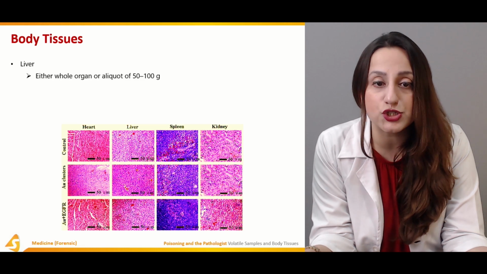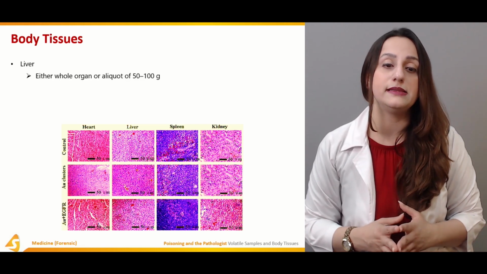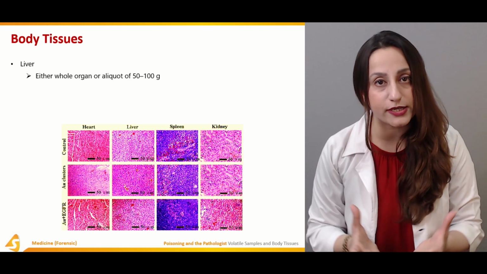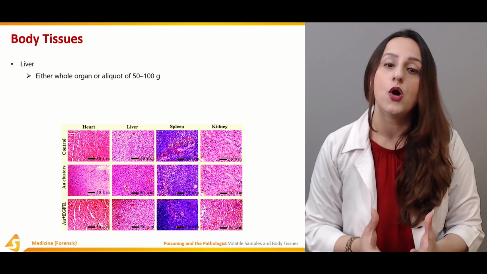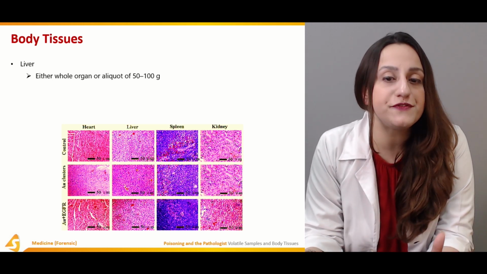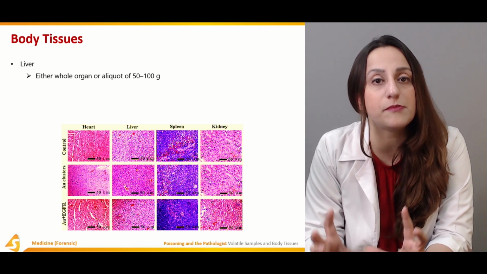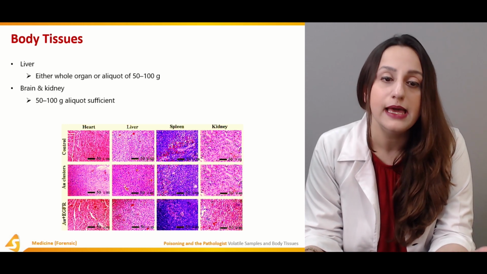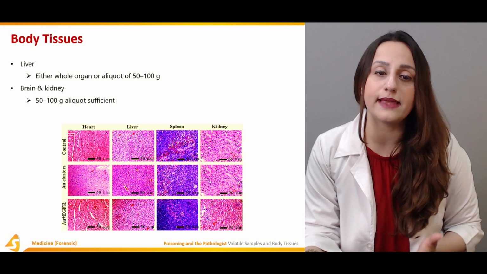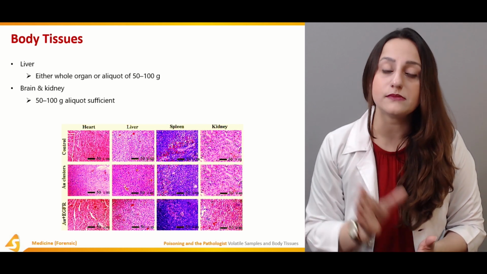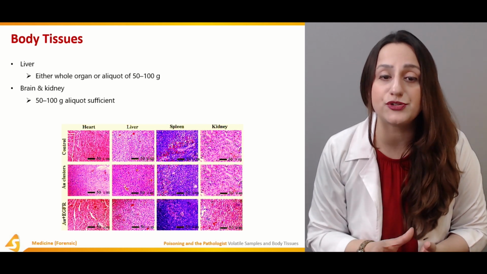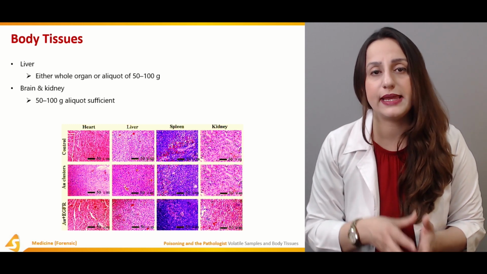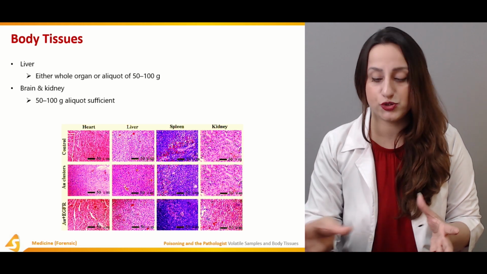So the body tissues, talking about the liver. How is it sent? Either the whole organ is sent to the chemical pathologist or an aliquot of 50 to 100 grams. This is the minimum that has to be sent to the chemical pathologist for the examination. Then if we are going to send the brain and the kidney, we are going to send a 50 to 100 gram aliquot. It's sufficient to examine the brain and the kidney. This is how much we are going to send.